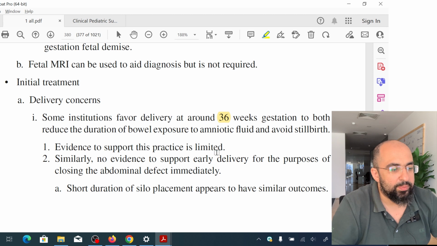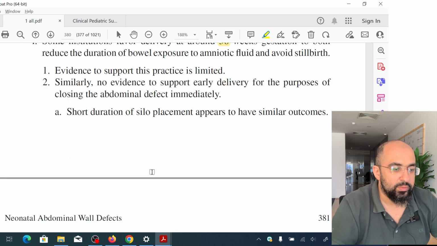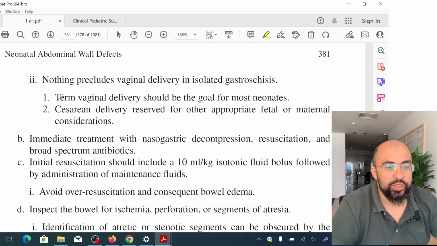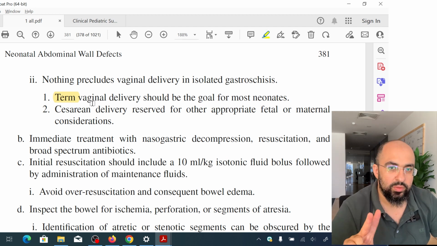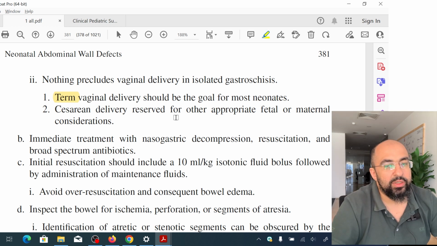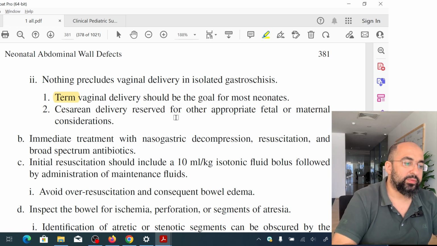There is no evidence to support that, and similarly no evidence to support early delivery for the purpose of abdominal defect closure. Nothing precludes vaginal delivery. Term vaginal delivery should be the goal for most of the neonates, and here there are two concerns: to be term and to be vaginal. Cesarean delivery is only done for some special cases.